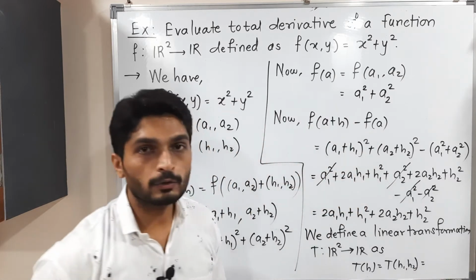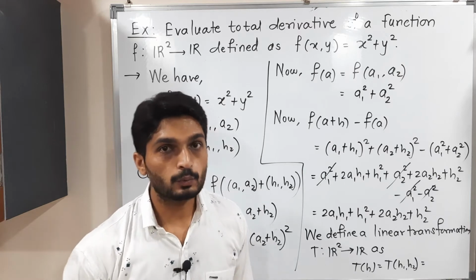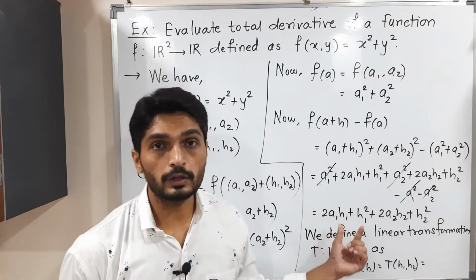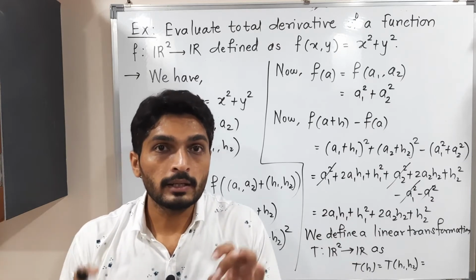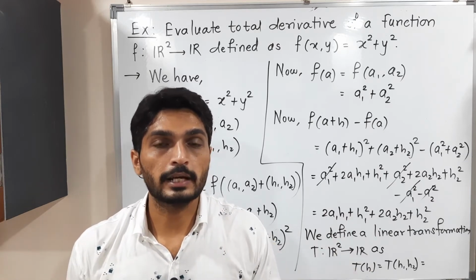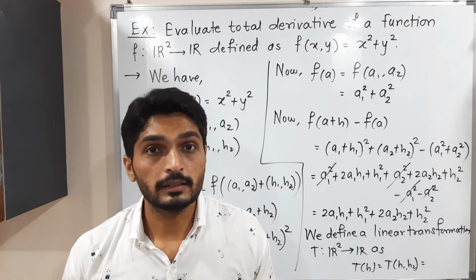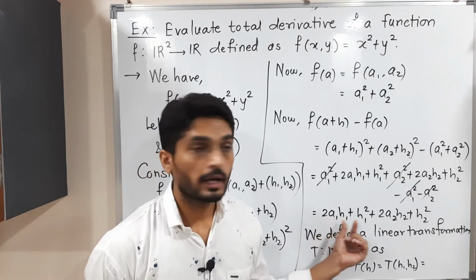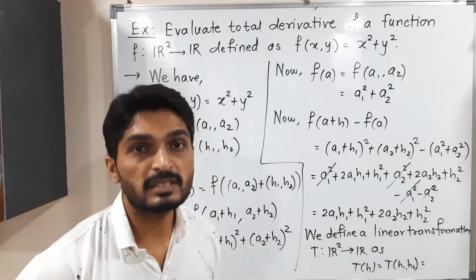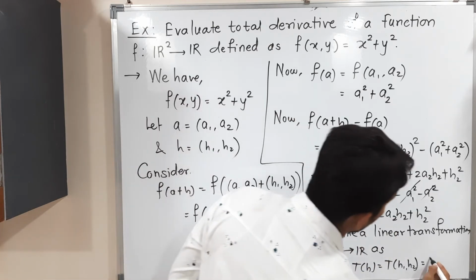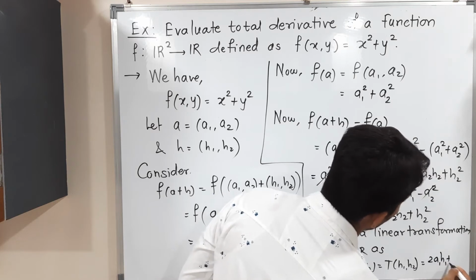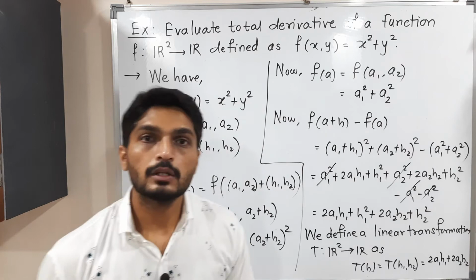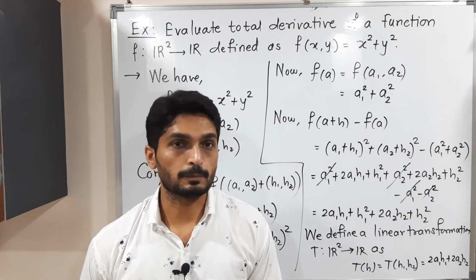The technique I have already told you in the previous video: whatever the value of f of a plus h minus f of a that we have got now, we have to consider only the linear terms. That means the square should not be there, or cube. So we have only this 2a1 h1 and 2a2 h2. The remaining terms have squares. So that's why T of h is 2a1 h1 plus 2a2 h2. These two terms we have. So this is our linear transformation.